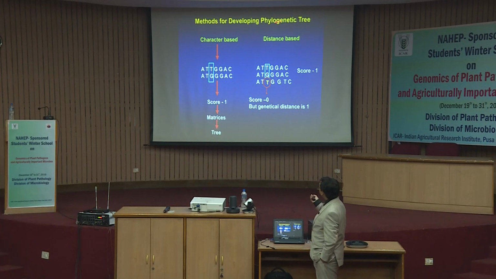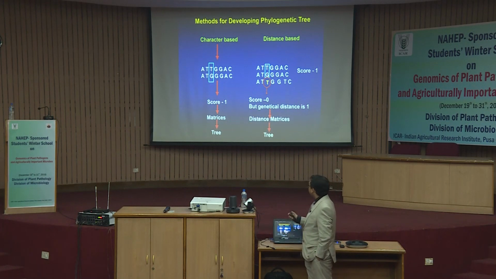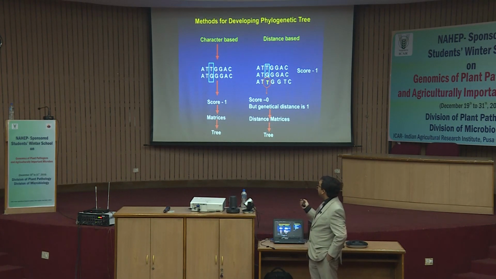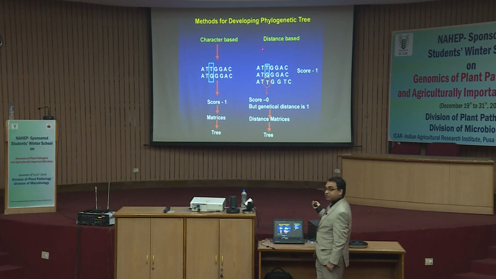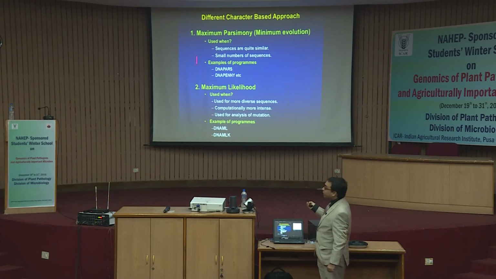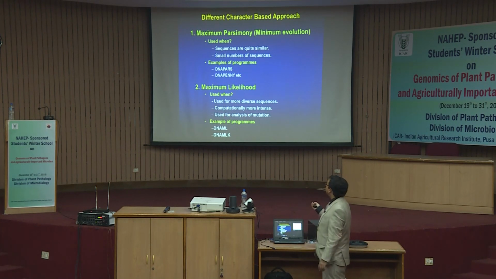So, different software can analyze that kind of distance based approach and then they will generate a distance matrix and then they generate the tree. So, there is a character based approach and a distance based approach. These are the important character based software or algorithms which we use: maximum parsimony, maximum likelihood.